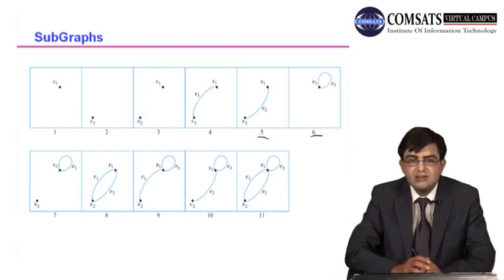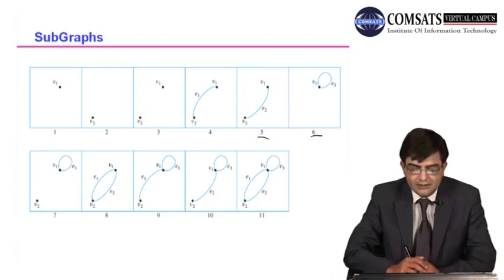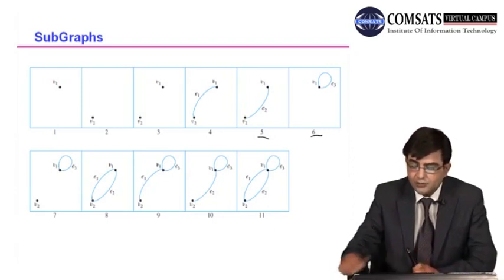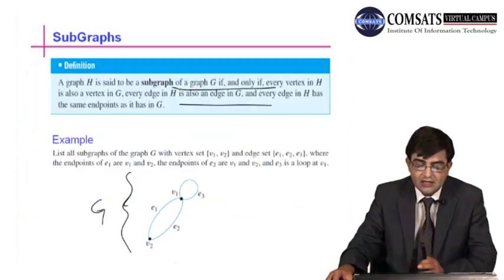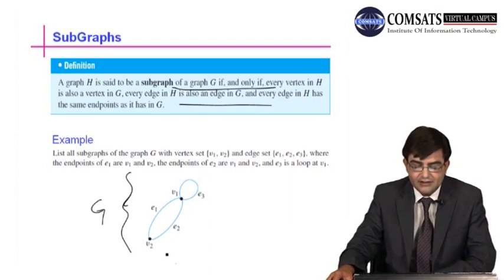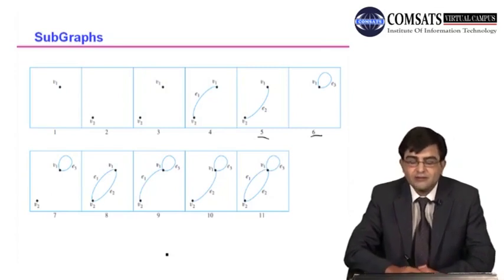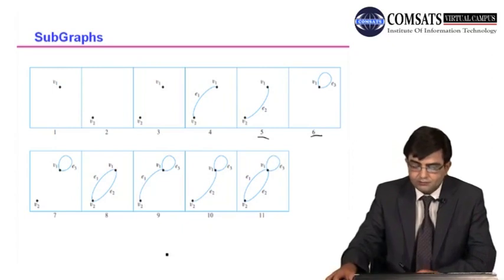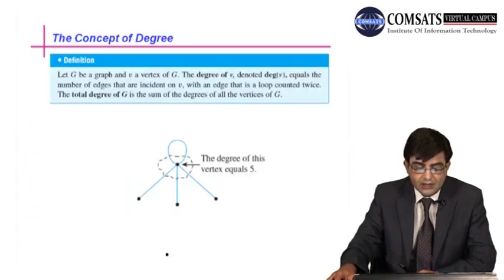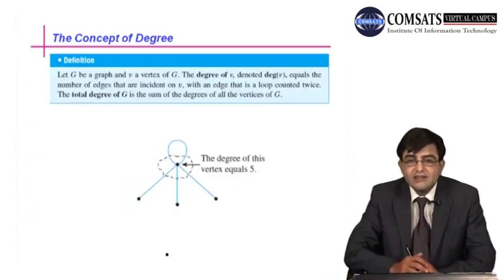You can see all these graphs satisfy all the conditions given in the definition of subgraph. So this is basically the definition of subgraph, and this is how we can draw all the possible subgraphs of a graph G. So next, what is a degree?